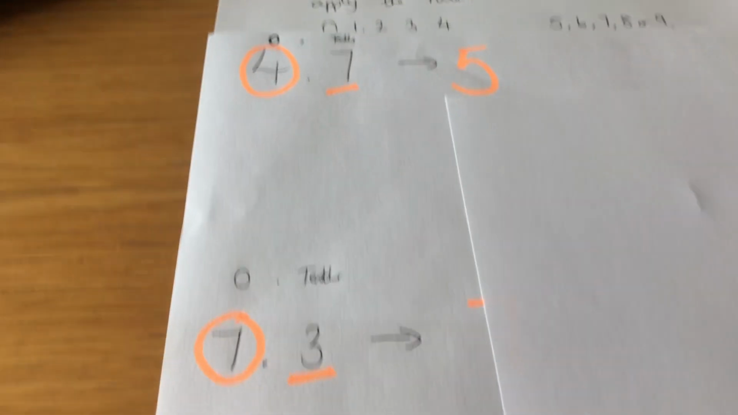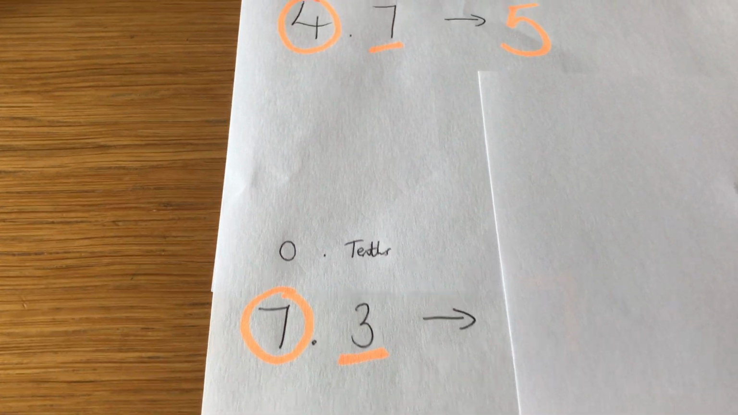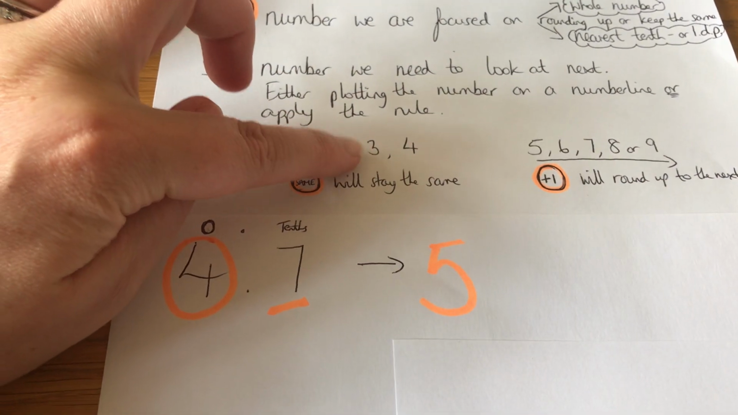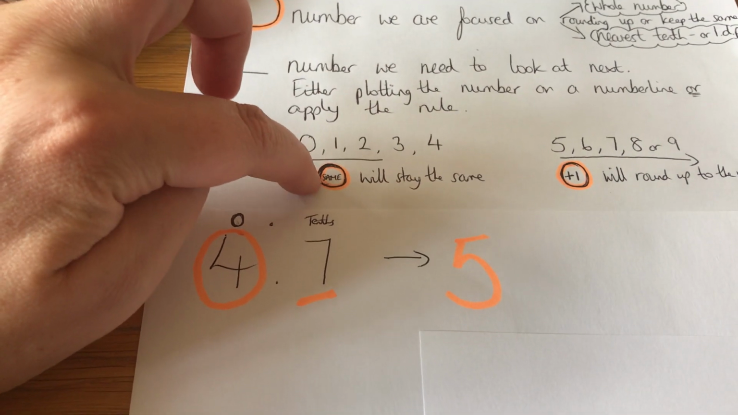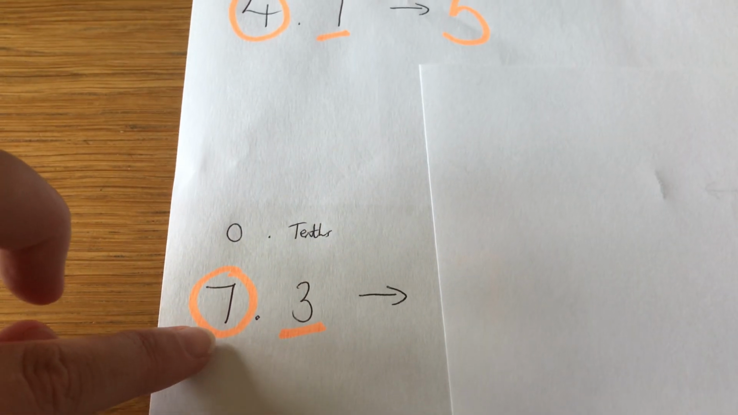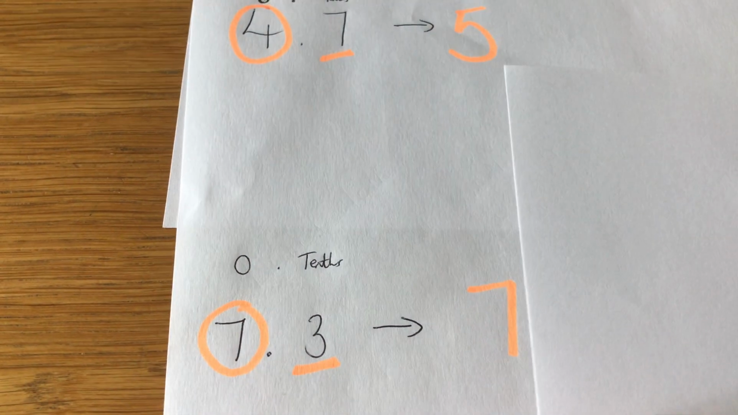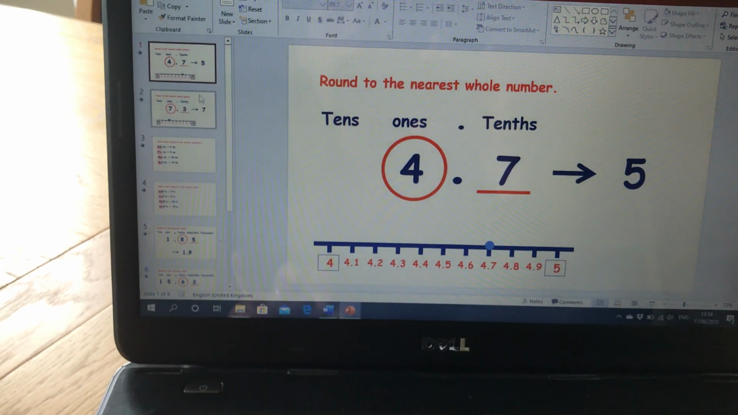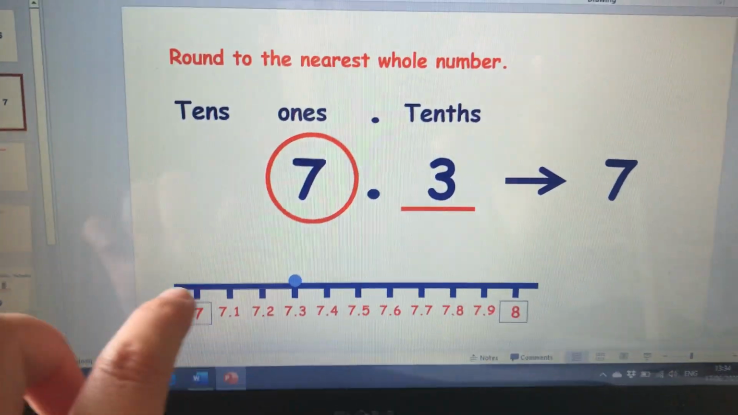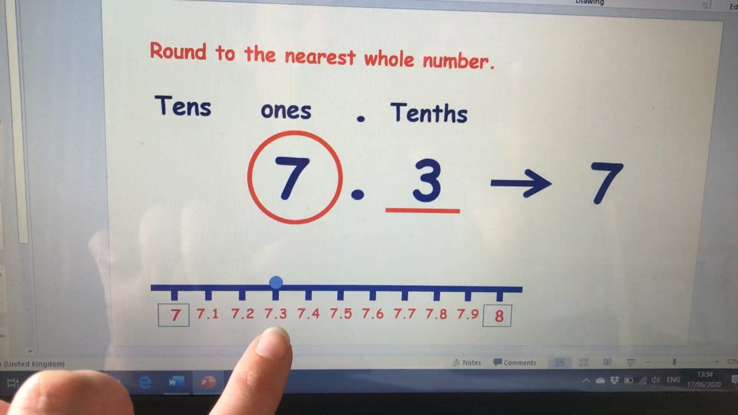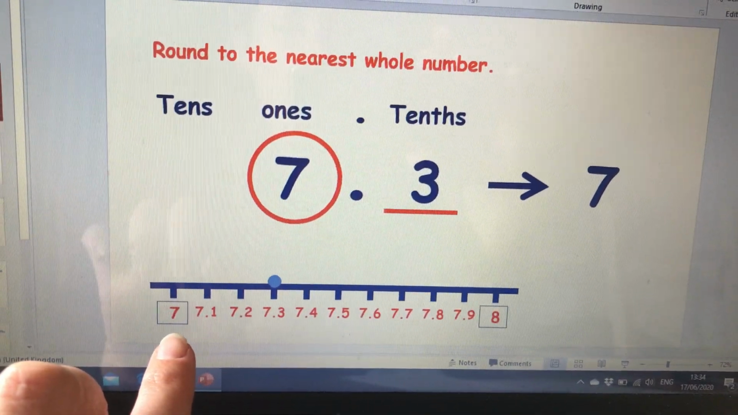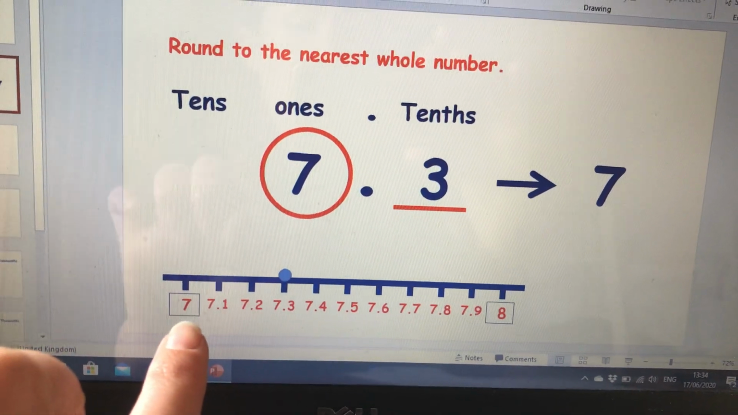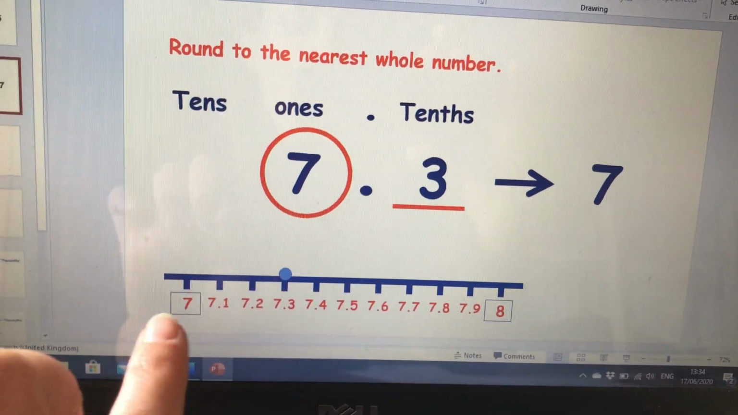Okay, let's look at our next one of 7.3. When we apply the rule, the 0.3 is on this side, the side that we have to keep the same. So that whole number would stay the same at 7. If we looked at it on a number line, and we think about plotting 7.3, which one is it closest to, 7 or 8? What's going to be closer to 7? Only 0.3 away.